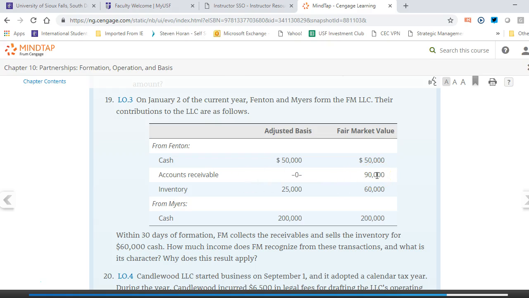And then for the inventory, it would recognize ordinary income of $35,000, basically the value of $60,000 minus a $25,000 basis. So that difference is $35,000, and that's the income. So 90 plus 35.